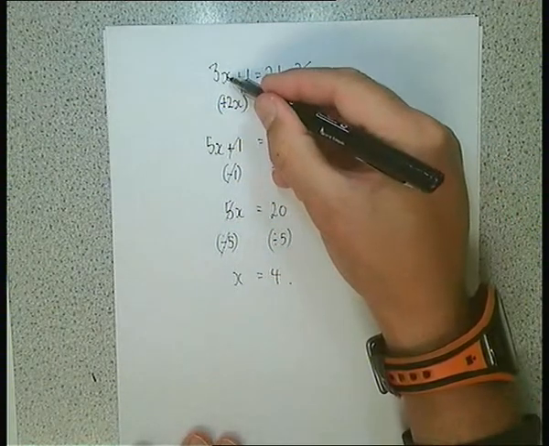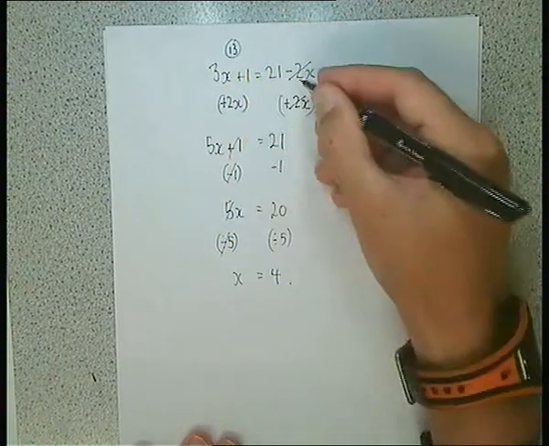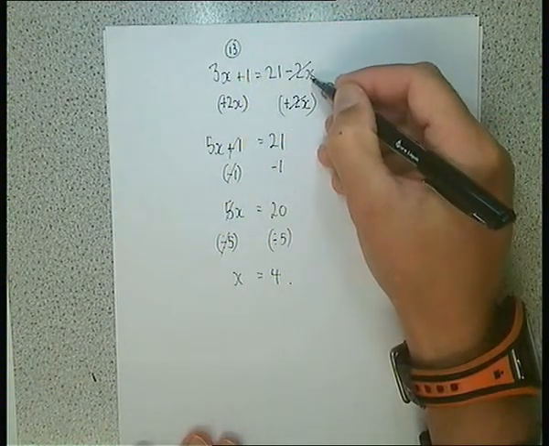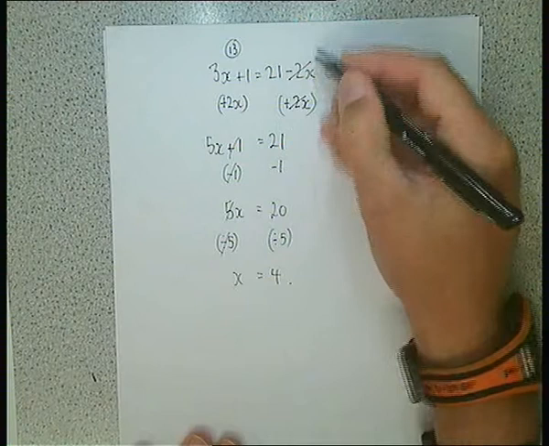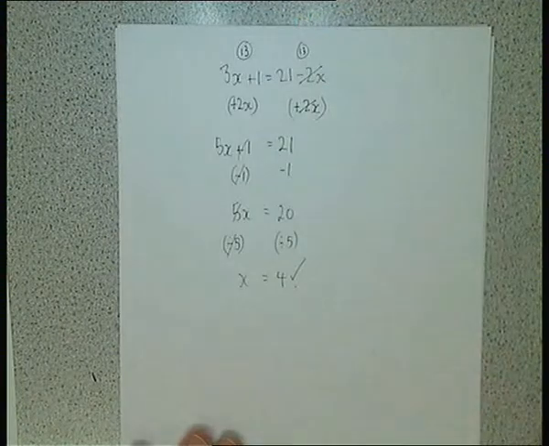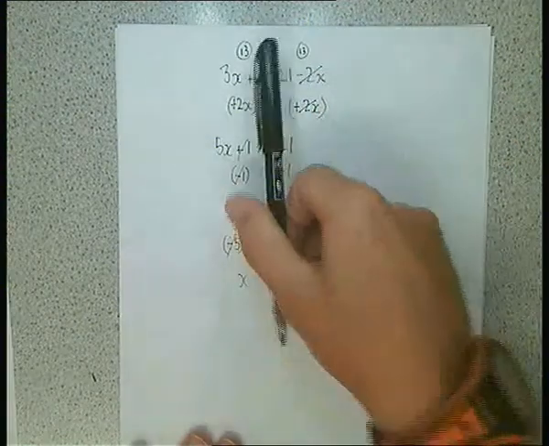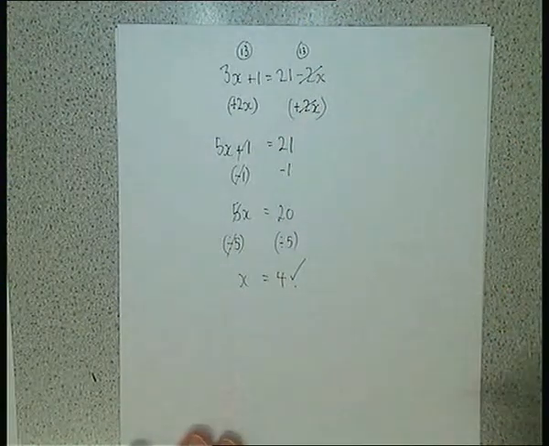We'll do our check. 3 times 4 is 12. 12 plus 1 is 13. And here 2 times 4 is 8. 21 take away 8 is also 13, and so I know I'm correct. Okay, just be careful, make sure you go in a column like that, vertically, and work your way through.